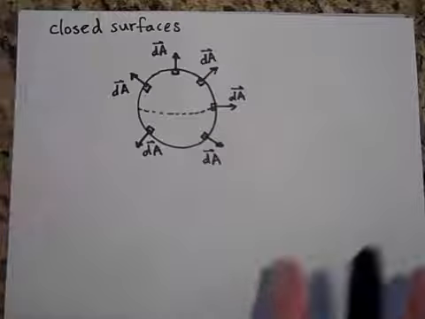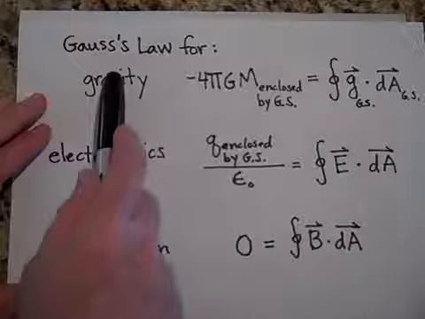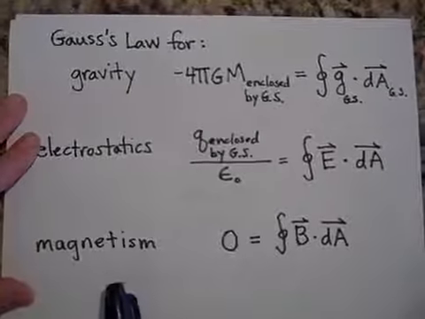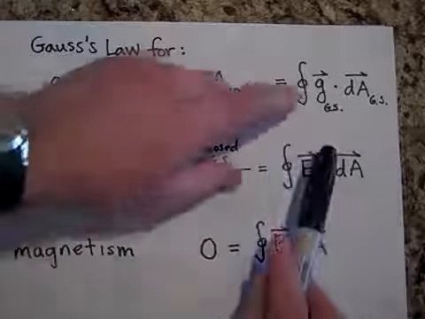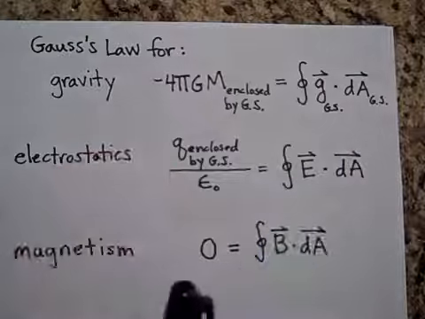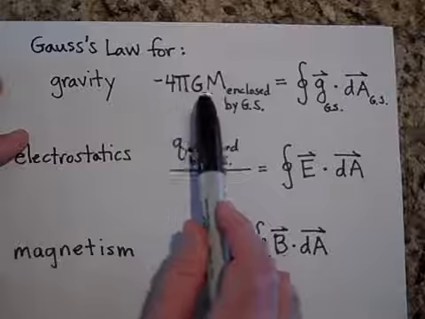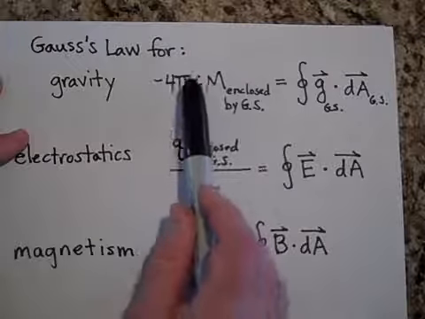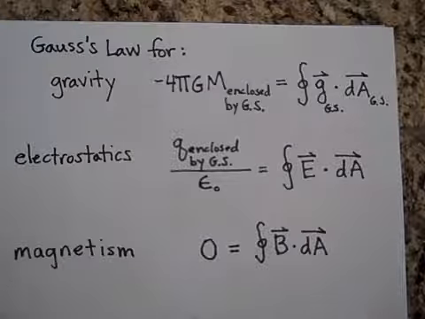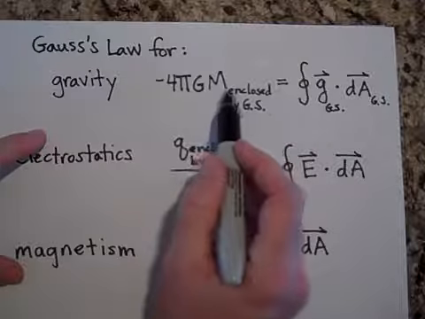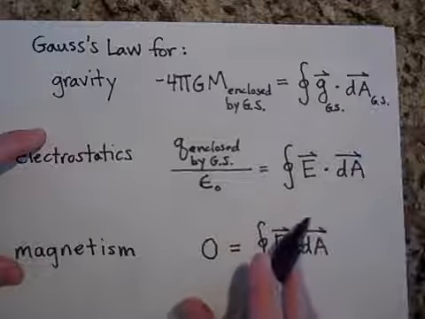They're normally outward. And so here are Gauss's laws for gravity, electrostatics, and magnetism. For gravity, this is the total flux through a closed surface. That circle over there means a closed surface, one like a sphere. The total flux has only to do with negative 4 pi, capital G, the universal gravitational constant, times the mass enclosed by the Gaussian surface. So the only thing that matters is the mass enclosed. And these dAs make up the Gaussian surface.